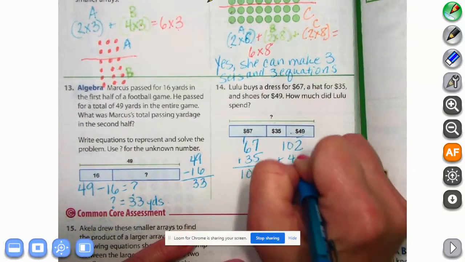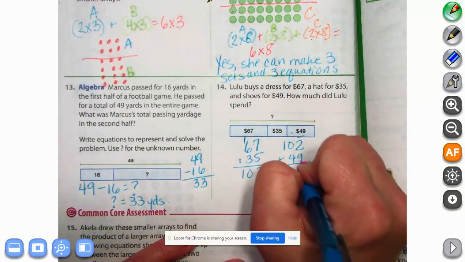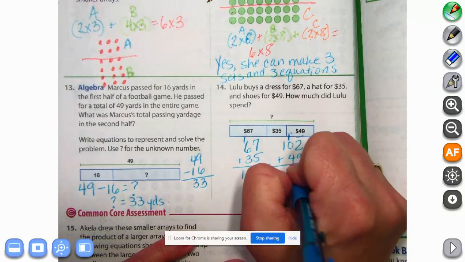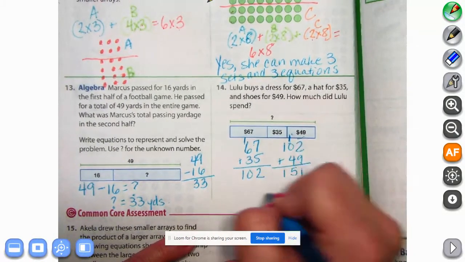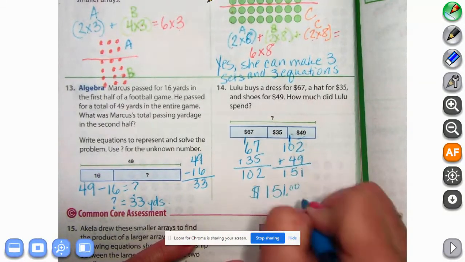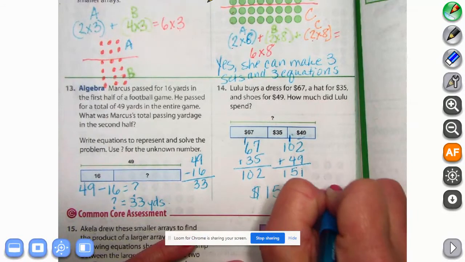We can't forget this one. Plus 49. 2 plus 9 is 11. Carry 1. 1 plus 0 plus 4 is 5. 1 plus nothing is 1. So she spent $151. Okay.